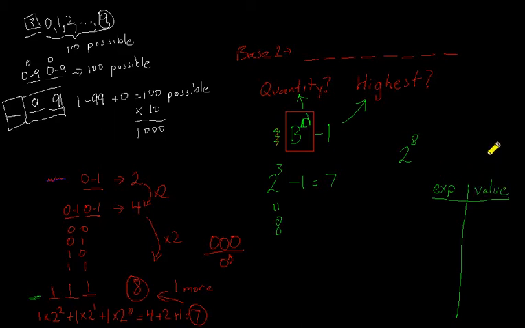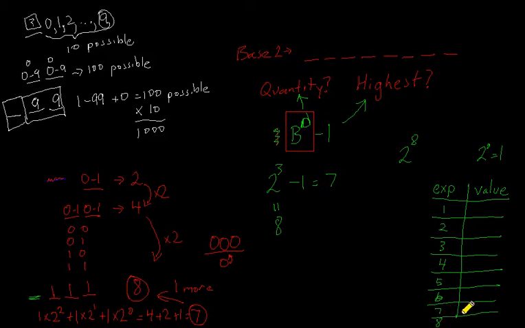2 to the 0 is 1. We keep that as common. So we have 2 to the 2, 2 to the 3, and we keep going to get to 8. So 2 to the 1 is 2, and then we just multiply by 2 to get to the next numbers. 2, 4, 8, 16, 32, 64, 128, and then our next one is 256.